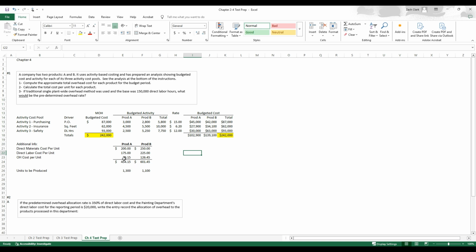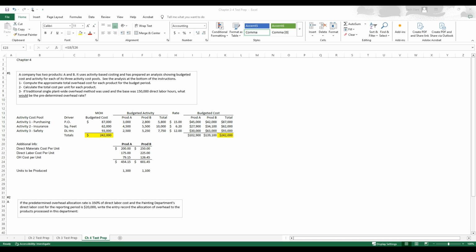And that's using the ABC method there, the activity-based costing. And remember, we just had to allocate out the cost based on the drivers and then divide that total cost by the number of units to get the per unit cost, essentially. And then finally, it asks us if the traditional method was used and the base was 150,000 direct labor hours, what would be the predetermined overhead rate?